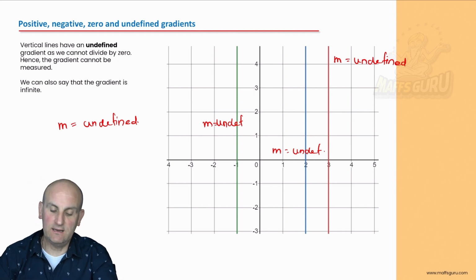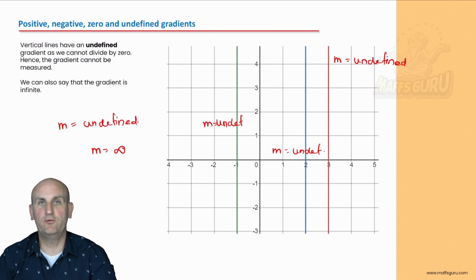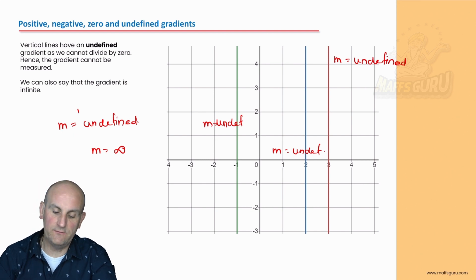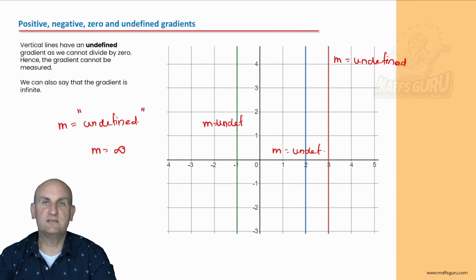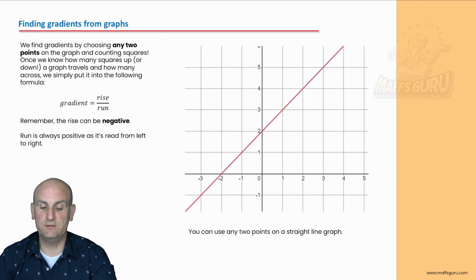In the United Kingdom, we used to say the gradient is infinite, all right? And I'm not very good at drawing infinity signs, as you can see, all right? Some of your teachers may say that's okay. In Australia, I'm led to believe, and a lot of the calculators now will actually come up with the word undefined. So probably best to stick with convention.